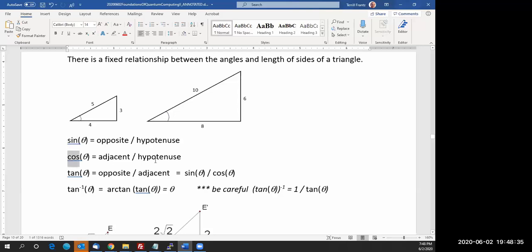Also, the cosine is essentially the same thing, except I'm referring to the adjacent side. Adjacent divided by the hypotenuse, in this case is 80%, and in this case is 80%, or 0.8. Now we also have the tangent, where you take the length of the opposite side and divide that by the length of the adjacent side. And so here 3 divided by 4 is 0.75, and 6 divided by 8 is also 0.75.